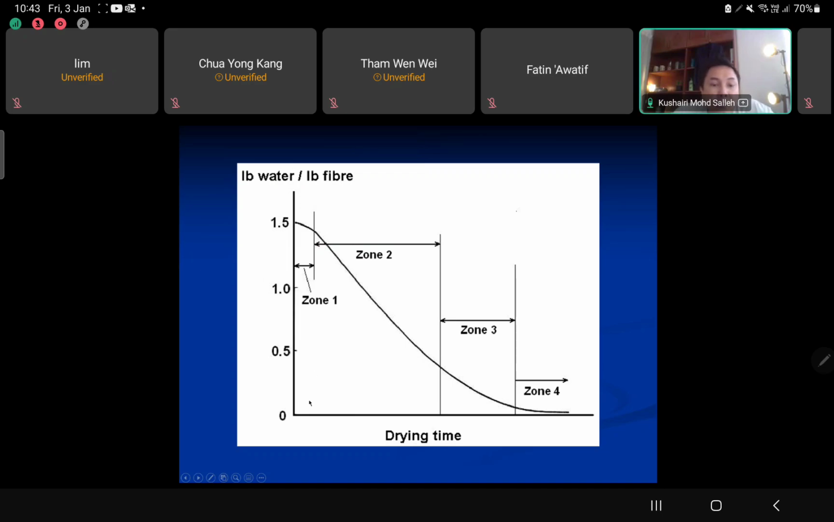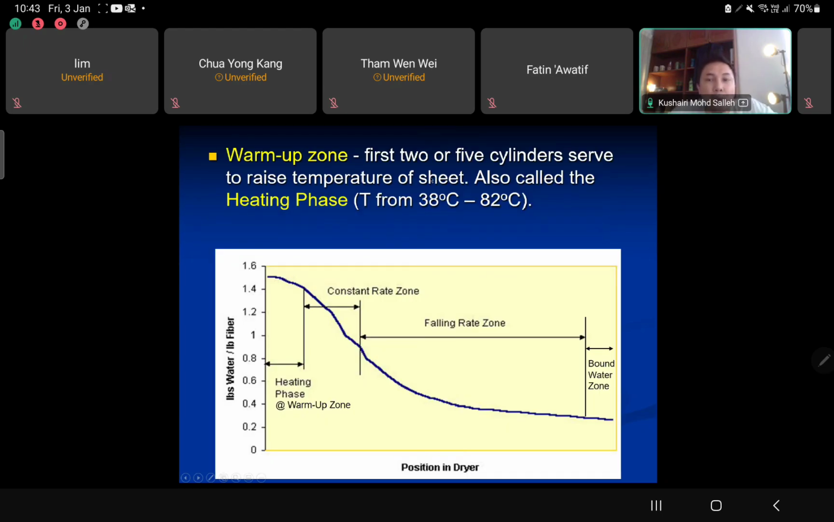As we move forward from zone 1 to zone 4, the weight of water decreases and the weight of fiber increases. This is the drying time, and this is what happens in zone 1, zone 2, zone 3, and zone 4. Let's see what happens. The warm-up zone, usually the first 2 to 5 cylinders, and usually we refer to 5 cylinders, serves to raise the temperature of the sheet. So it is also called the heating phase. Warm-up and heating are the same, right?